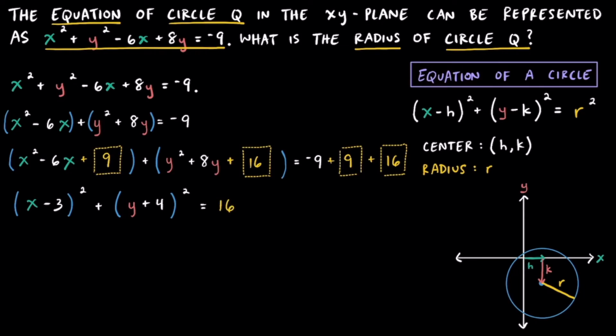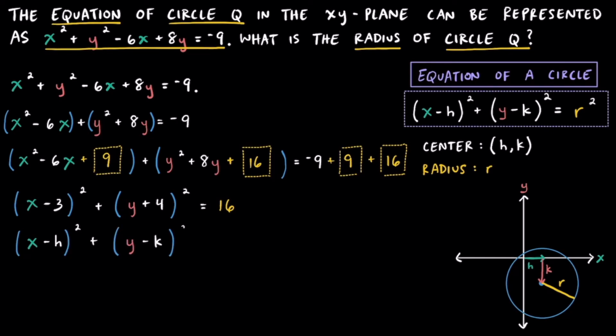Basically, we needed to complete the square so that we could rewrite the original equation we were given in the form of the equation of a circle. Now let's go ahead and compare what we got to the standard form of the equation of a circle. Now that we can see that everything is lined up, we can see that h is equal to 3 and k is equal to negative 4.